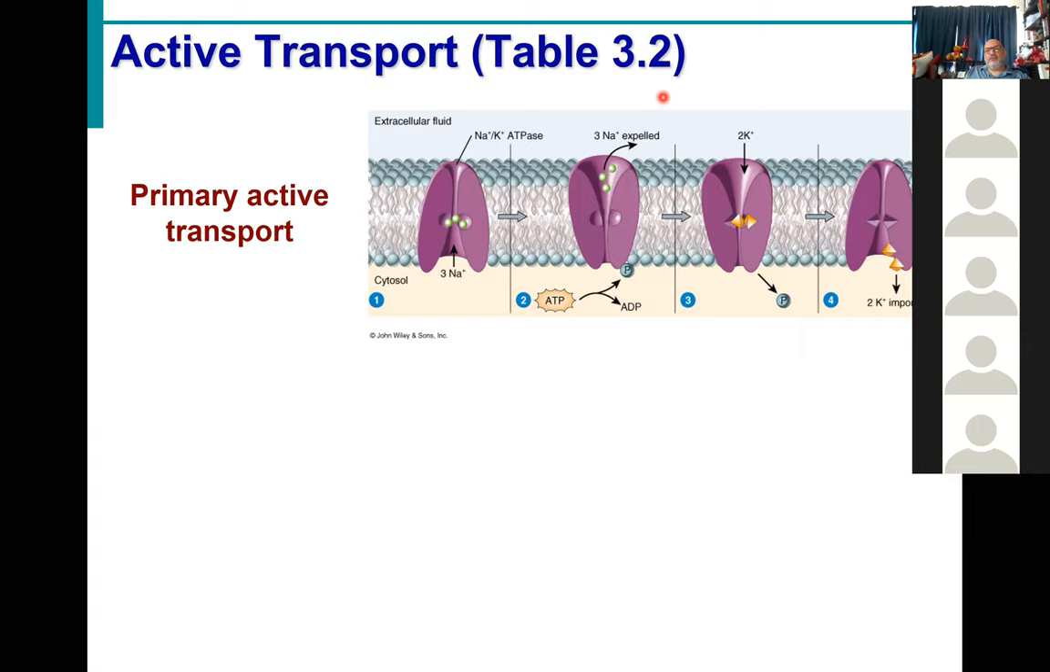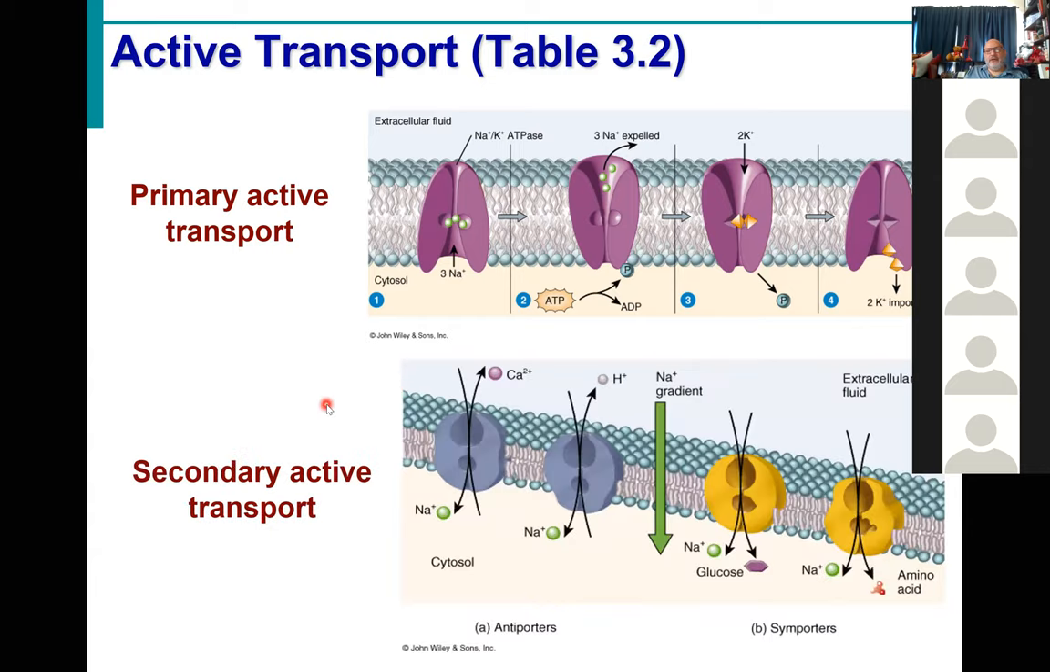Once that sodium is released, it allows two potassium to come in and bind. And when the potassium comes in and binds, that releases the phosphate, and it goes back to its original shape, and the potassium enters into the cell. So notice one ATP kicks out three sodium, brings in two potassium.